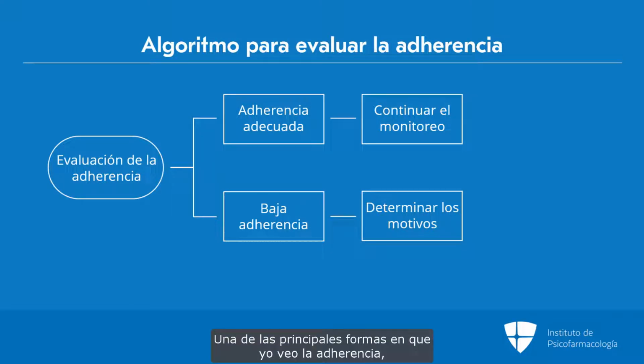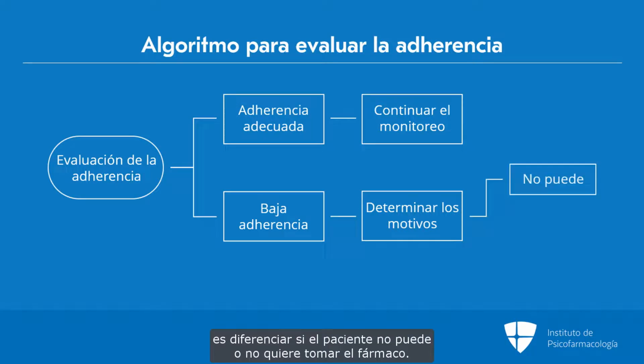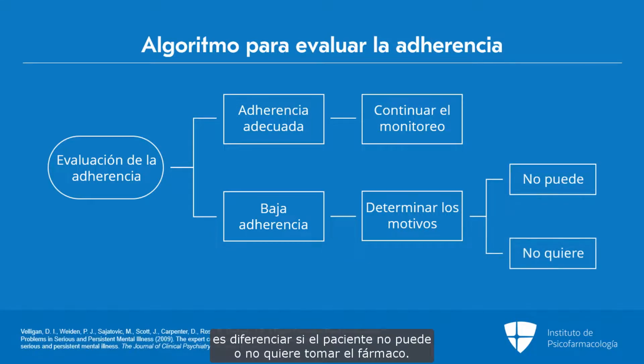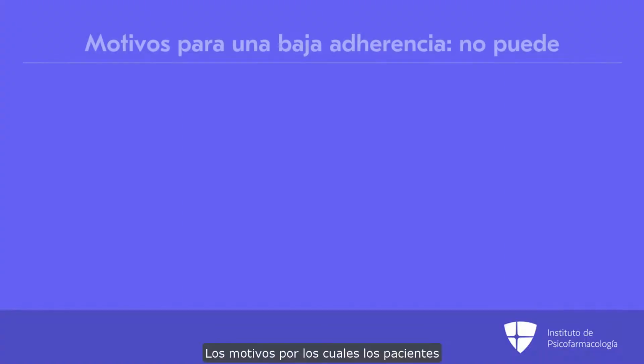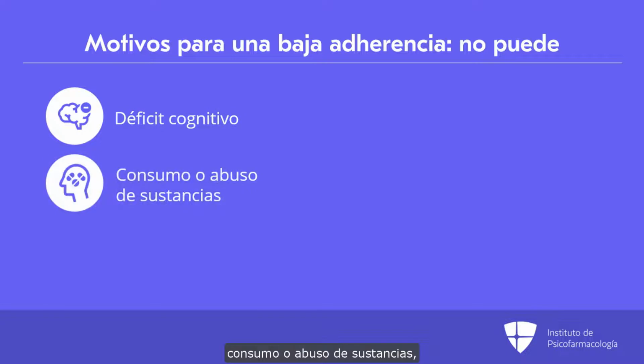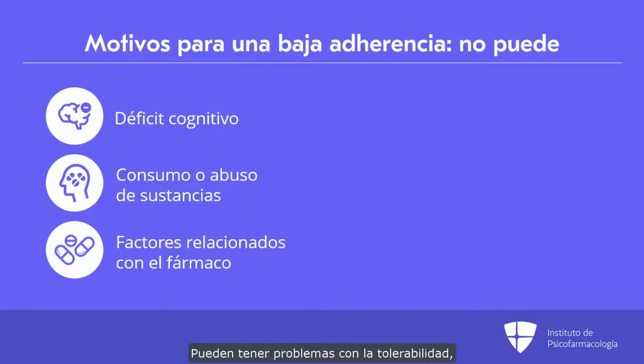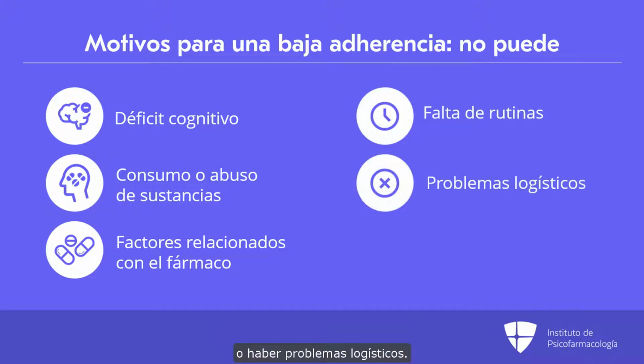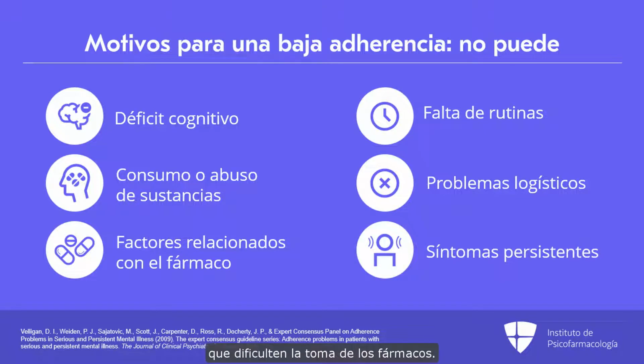So one major way that I think about it is the person can't versus they won't take medication. So cannot, those categories could be cognitive deficit, substance use or abuse, medication-related factors. They may have tolerability issues. They just might have adverse events or intolerance to medication. Their life may be very chaotic. They may have a lack of routines. There could be logistic problems. Maybe they can't afford their medications. They could have persistent symptoms that might make it tough for them to take medications. Maybe they're paranoid about the drug, for instance.